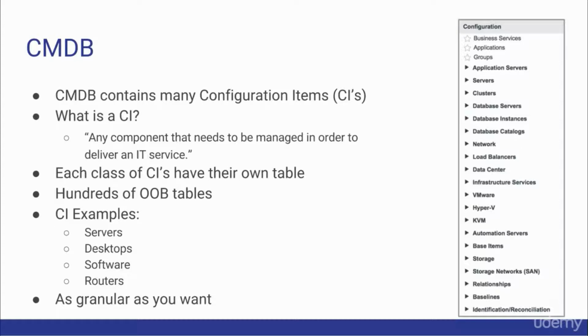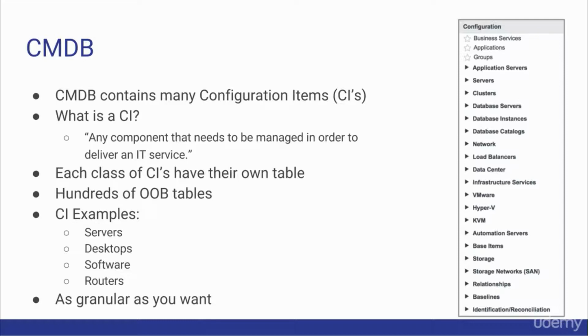Each configuration item in ServiceNow has its own database table. A Microsoft Server CI is stored in a Microsoft Server table. A Linux Server CI is stored in a Linux Server table. The base CI table is named CMDB_CI. All CIs in ServiceNow extend this base table.